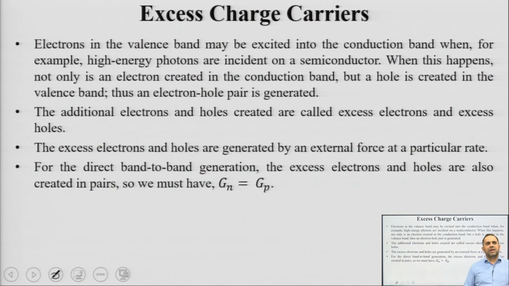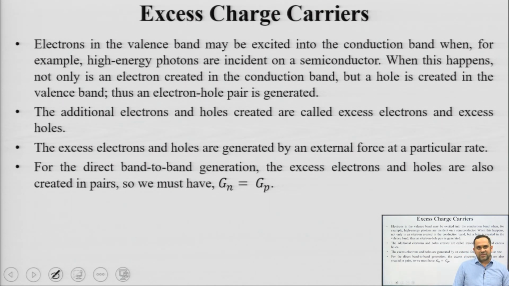So, electrons in the valence band may be excited to the conduction band. This can be via photogeneration, impact ionization, or by applying an external electric field. When this happens, you create an electron in the conduction band which leaves behind an equal number of holes in the valence band. These additional electrons in the conduction band and additional holes in the valence band are known as your so-called excess electrons and excess holes, and these are generated by some external force at a particular rate.